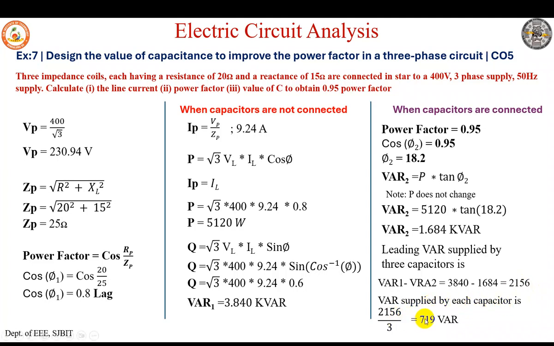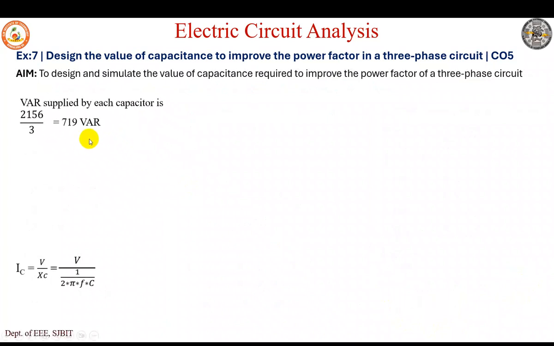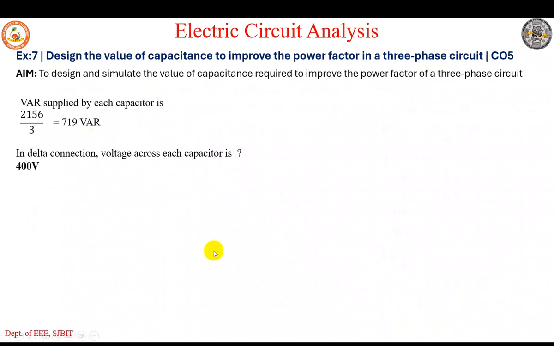So divided by 3, it is 719 VAR. So this is the value of reactive component of power supplied per capacitance. Now let's find the value of capacitance. In delta connection, voltage across each capacitance will be 400 as it's connected across the supply.